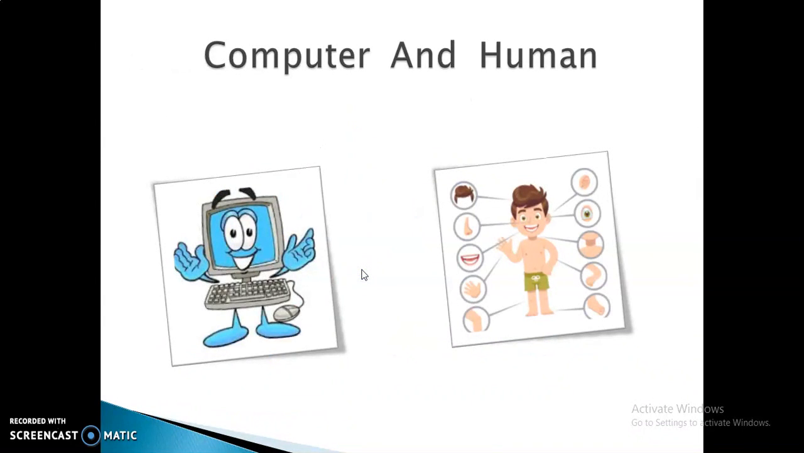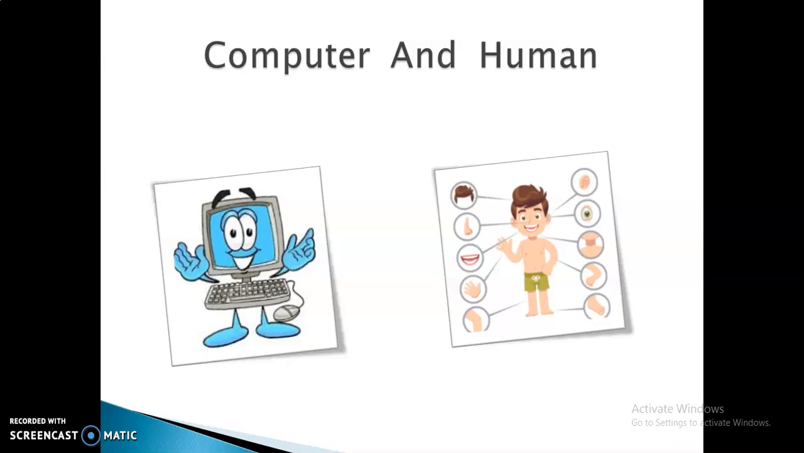A computer is an electronic machine. It has different parts like monitor, keyboard, mouse, CPU cabinet, etc. Each part has particular functions, just like humans have different parts for different functions. For example, eyes to see, ears to hear, nose to smell, etc.